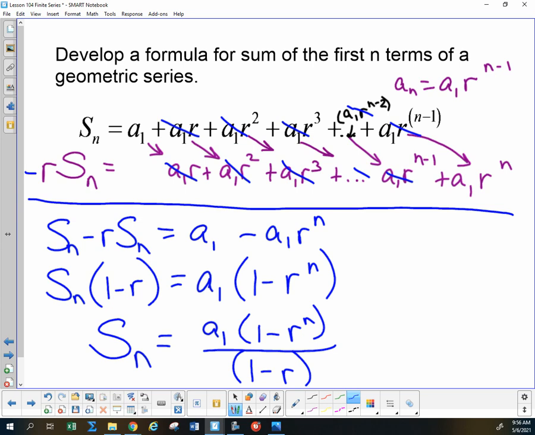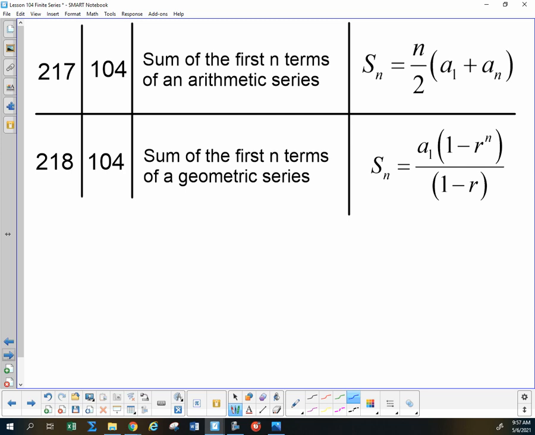And now we have our two formulas. You will be expected to do all of this, what you see on the board right now, as part A of the ones that say develop a formula for the sum of the first n terms of a geometric series. So be sure you can do that on your sets. And let's write these down so that we can remember them.